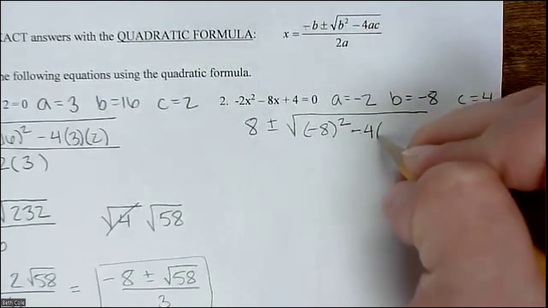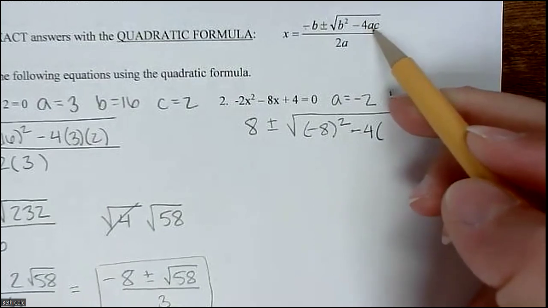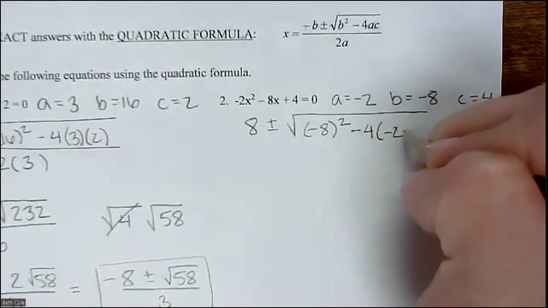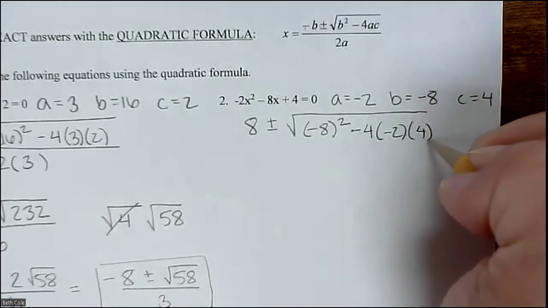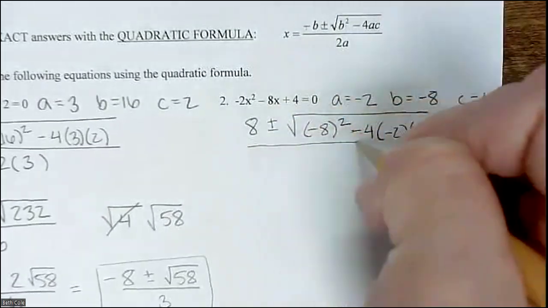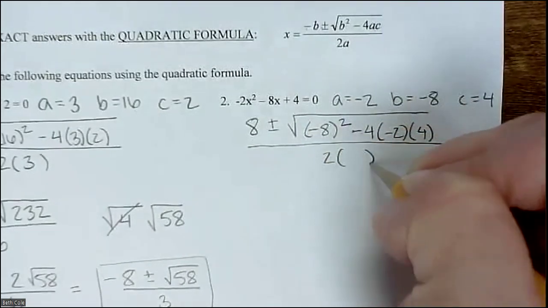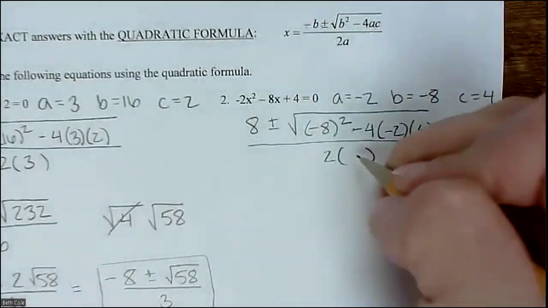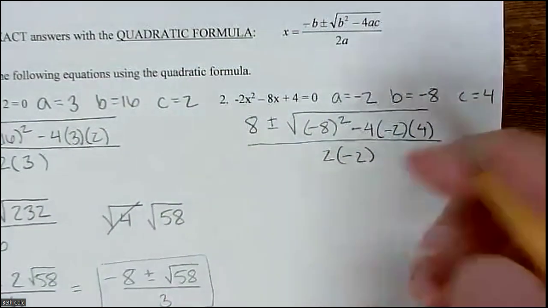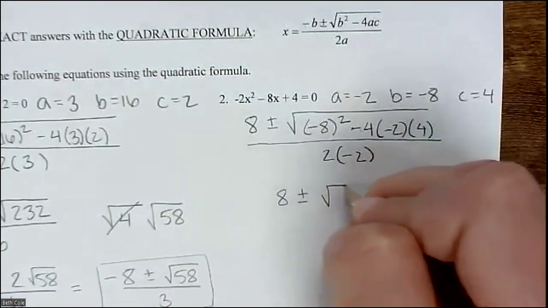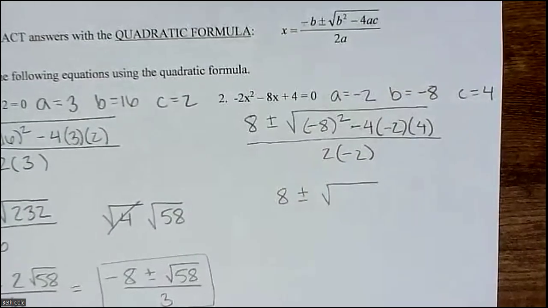4 times. What's A for us? Negative 2. Good. And then times C, which is 4, over 2 times A, which is negative 2. I realize that looks awful, but we're going to use our calculator. It's 8 plus and minus square root, and I'm going to just type that in.